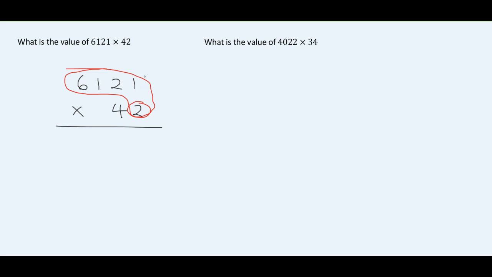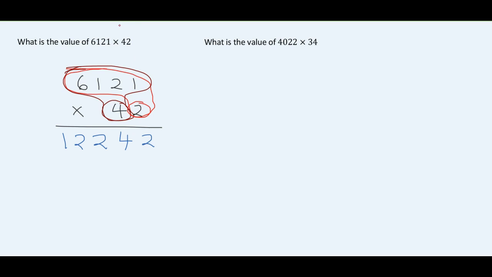So we have 1 multiplied by 2, we have 2. 2 multiplied by 2, we have 4. 1 multiplied by 2, we have 2. 6 multiplied by 2, we have 12. Next, we go to the number on the left on the bottom row, and now we have to multiply every number at the top by that number.